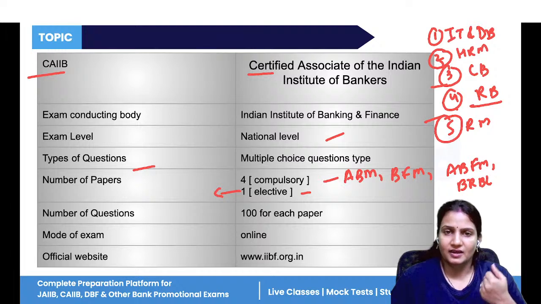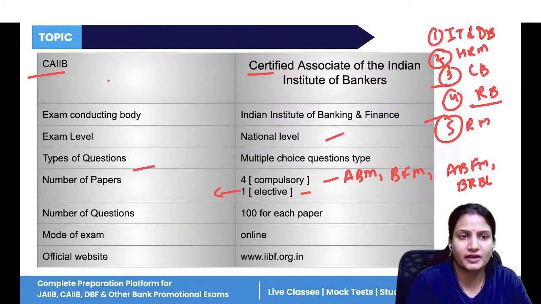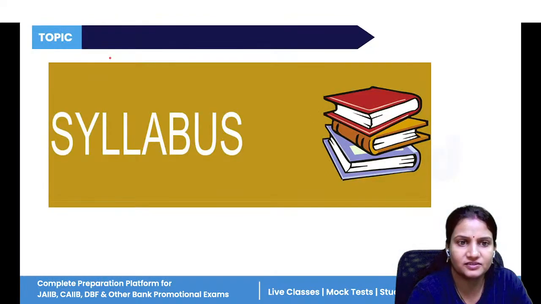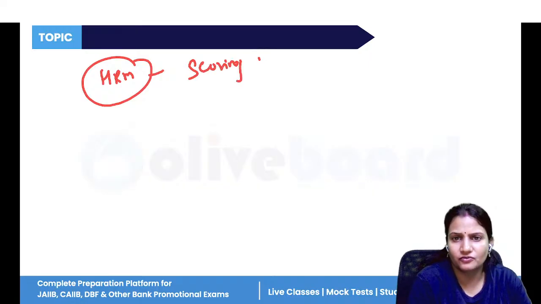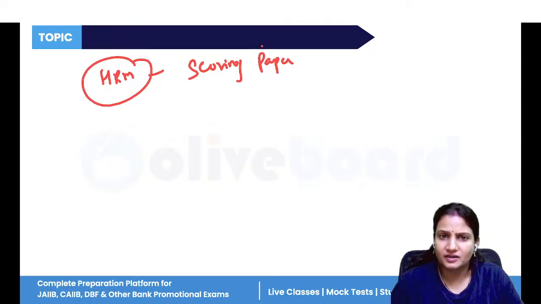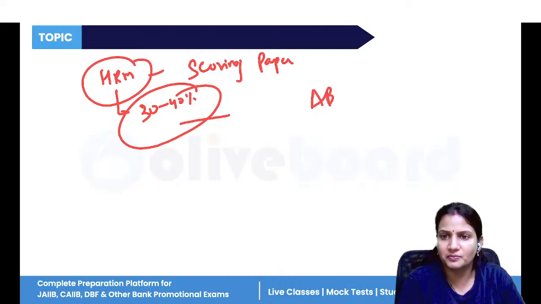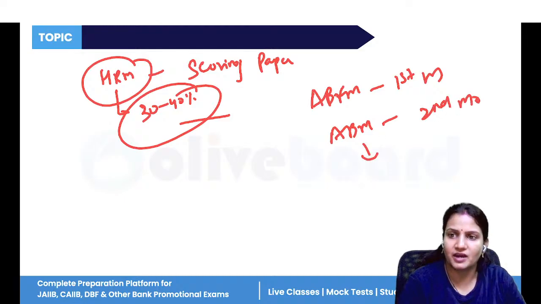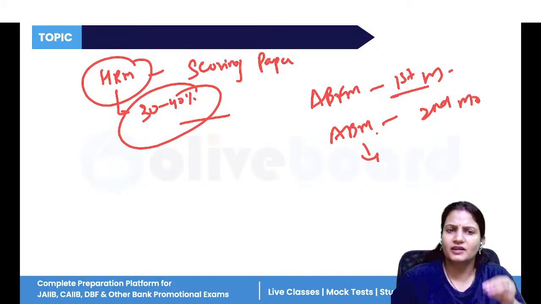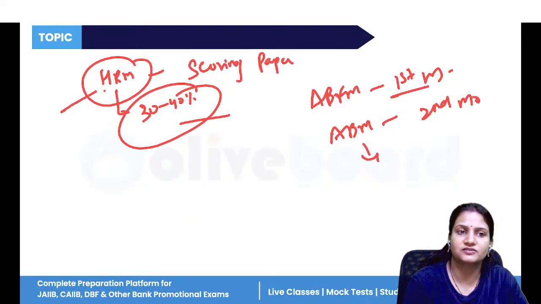But if you ask us, we'll tell you to choose HRM, and most bankers go for HRM. Why? The first reason for choosing HRM is that it is a scoring paper. If any banker is confused about solving calculative numericals and practical problems, they can go for this HRM paper. It is entirely theoretical and a scoring paper. The second reason is that 30 to 40% of the syllabus you can easily complete in your ABFM paper, the first module, and in your ABM paper, the second module. The second module is HRM and the first module is basics of management. So at least 30% of the syllabus you can cover from these two papers for your HR. That is why most bankers choose the HRM paper.